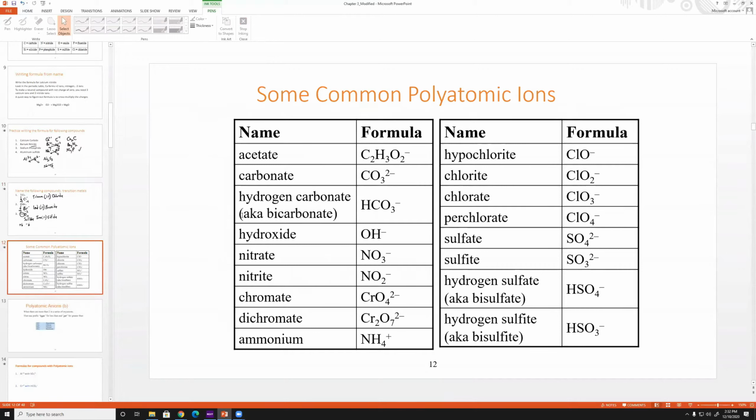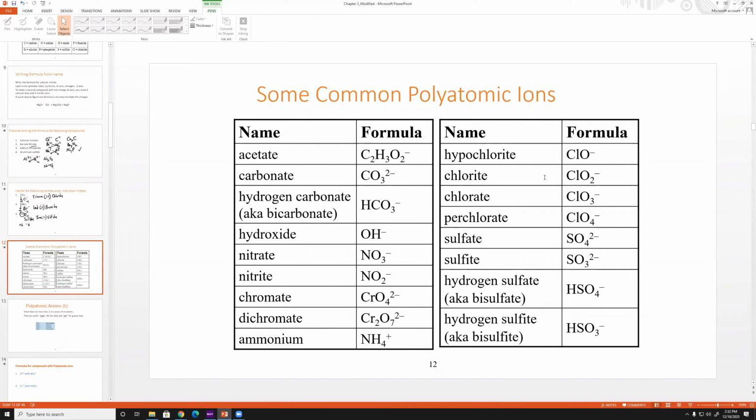Now moving on to polyatomic ions. For polyatomic ions, basically this means there are ions out there that consist of multiple atoms bonded with covalent bonds that can be used as a unit of an anion, or most of the time anions except for ammonium, which is a cation. These are some of the common polyatomic ions that you should know, and they each have a specific formula and a charge.